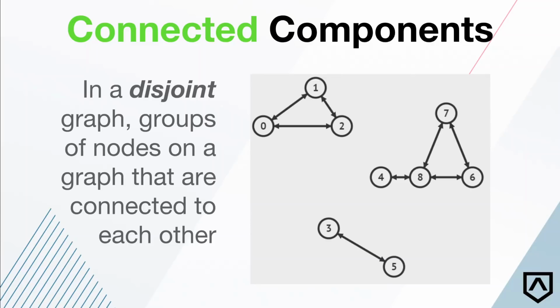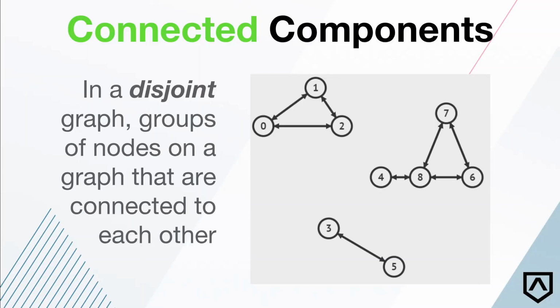We can have graphs that are disjoint. What that means is there are some nodes that are not connected to the rest of the graph. It might be one single node that's separate from everything else. It might be one group of nodes that's separate from another group of nodes. But the nodes that are connected, the nodes that do have a path or an edge that connects them, we refer to these as connected components.